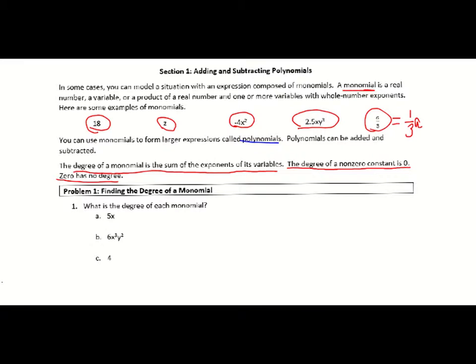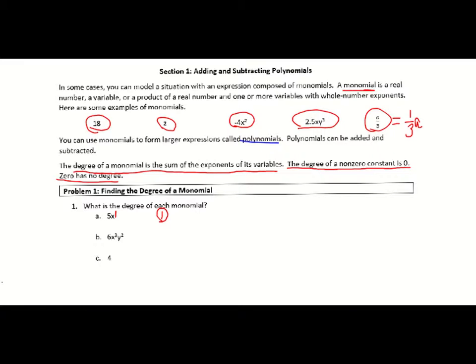5x, what I want to do, there is a variable. My degree is whatever the exponent of the variable is. In this case, 5x, my exponent on x would be 1 because I only see one x. So my degree of 5x would be 1 because that is the exponent of my variable.